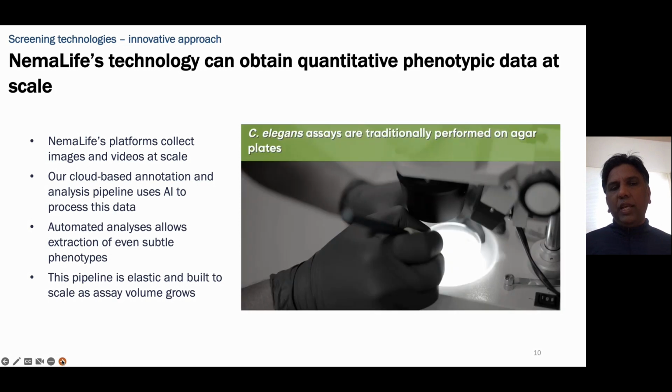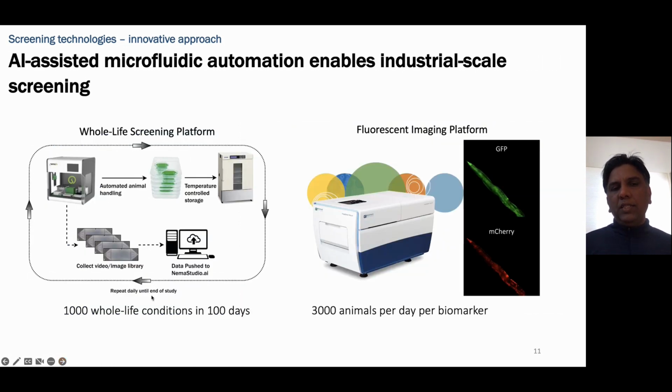So we operate this in two ways. One is, as I described, where we take these bright field images, allowing us to get data from adults all the way close to their death. So this whole life screening platform is a powerful way to look at age-related disorders.